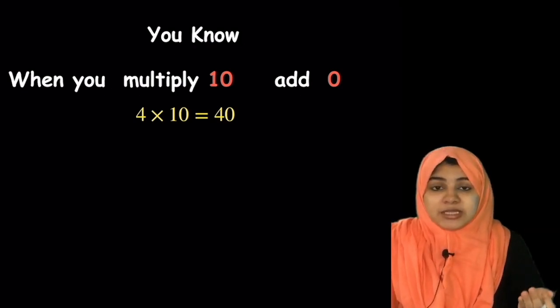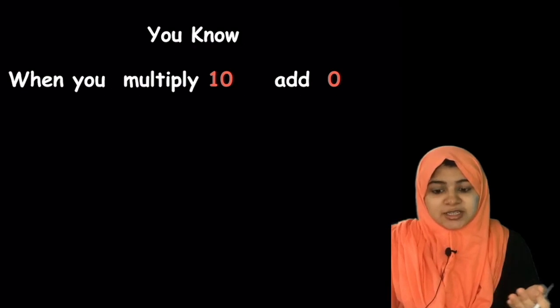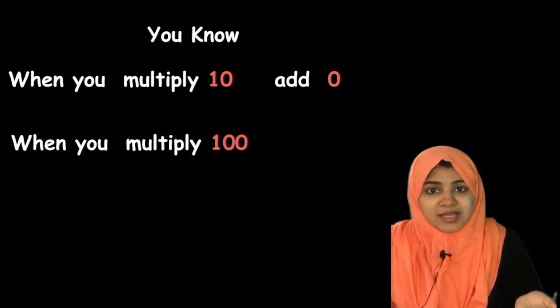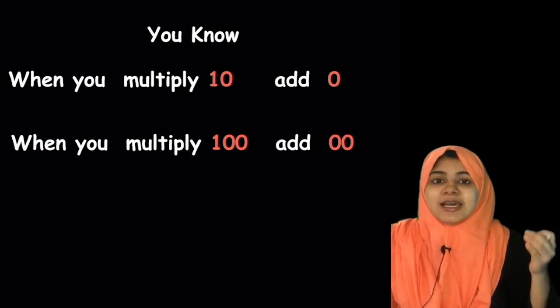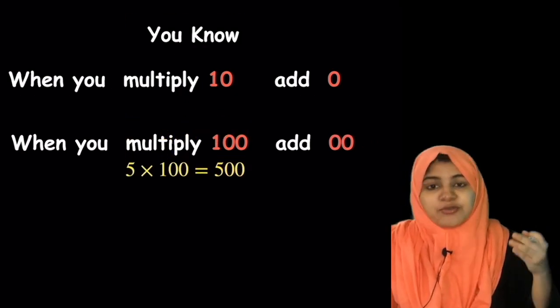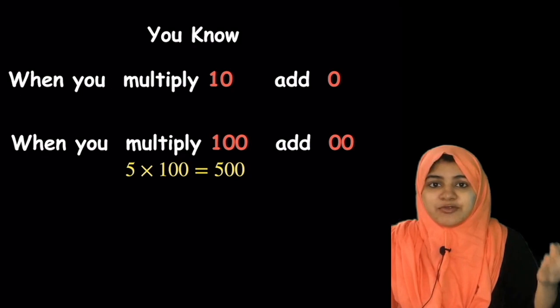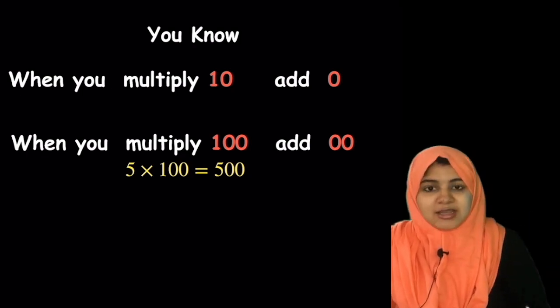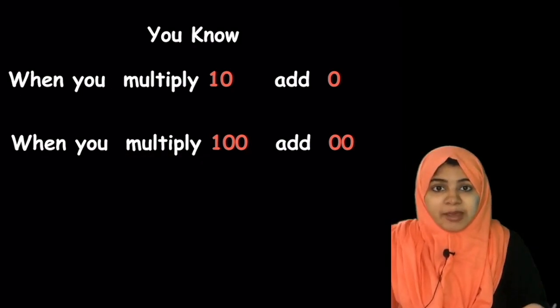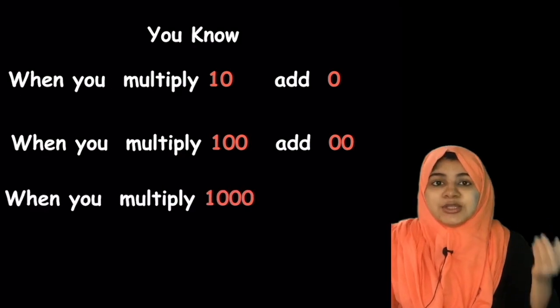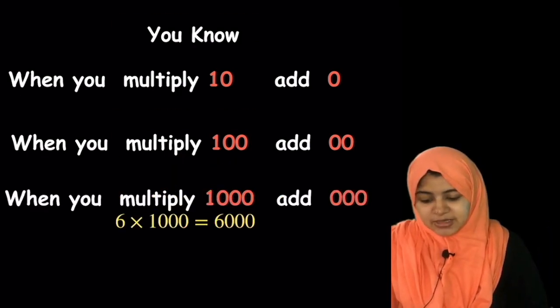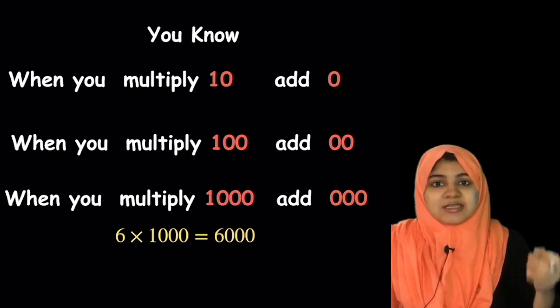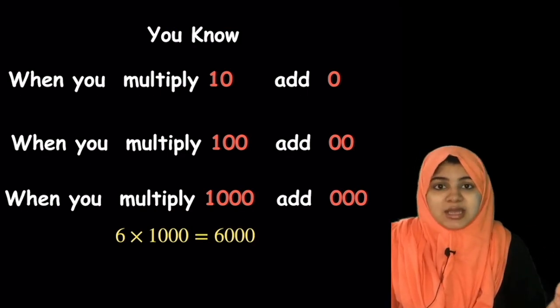And when you multiply by 100, you add 2 zeros, right? See the example here? 5 times 100 means 5 and 2 zeros. Similarly, when you multiply by 1000, you add 3 zeros, right? See the example? 6 times 1000 means 6 and 3 zeros, that is 6000.